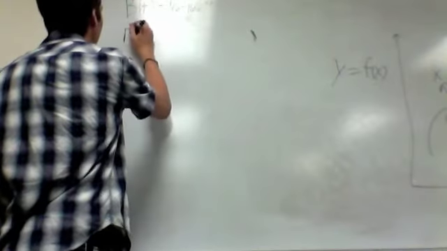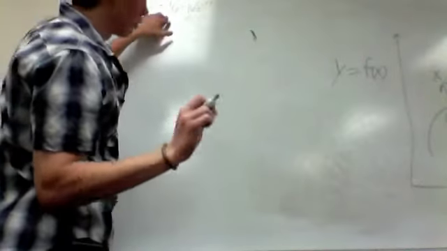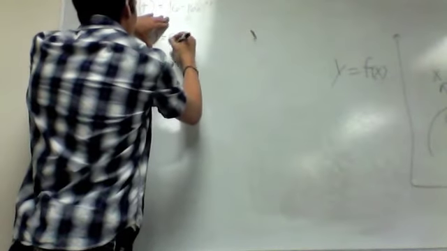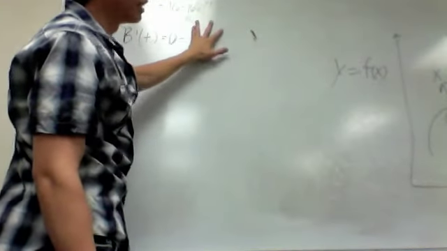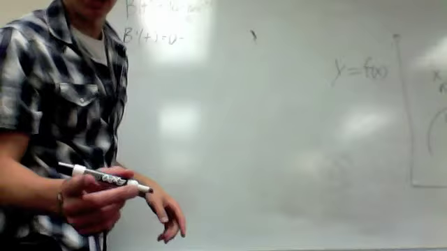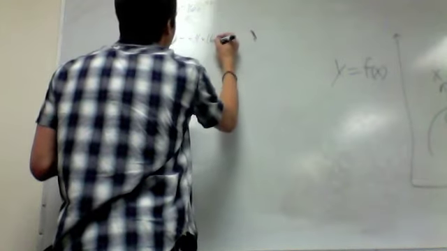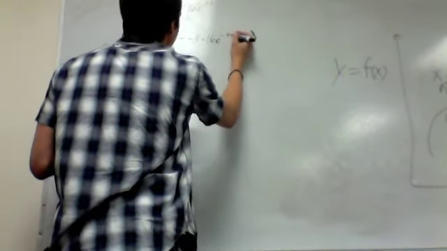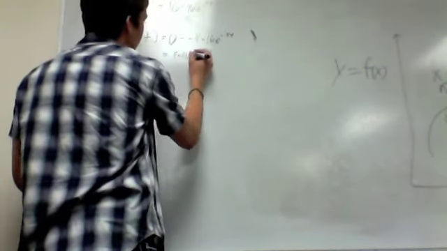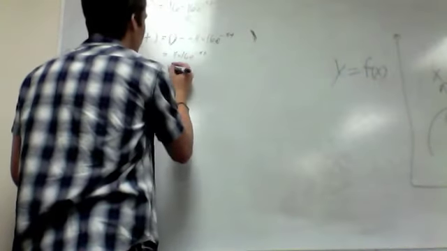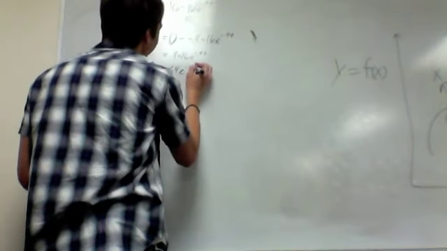So B'(t) is going to equal, the derivative of 16 is 0. So 0 minus, and then it's going to be 16e^(-0.4t) times negative 0.4, since we have to use the chain rule. So it's going to be negative 0.4 times 16e^(-0.4t). And then we're going to simplify this some more. We're going to get 0.4 times 16e^(-0.4t), which equals 6.4e^(-0.4t).